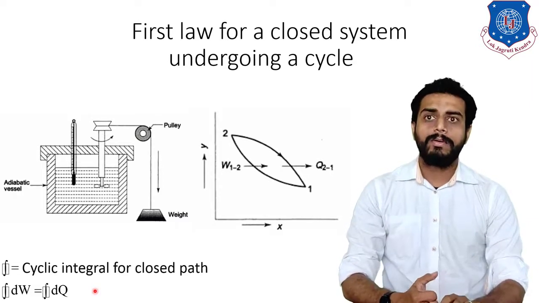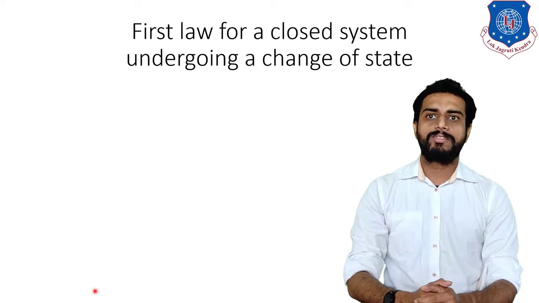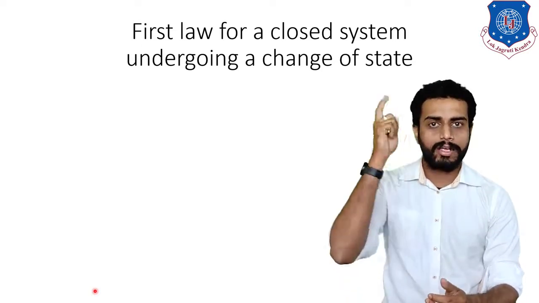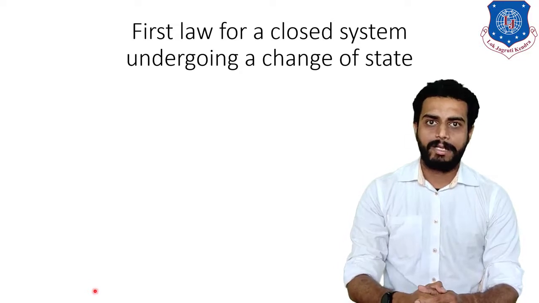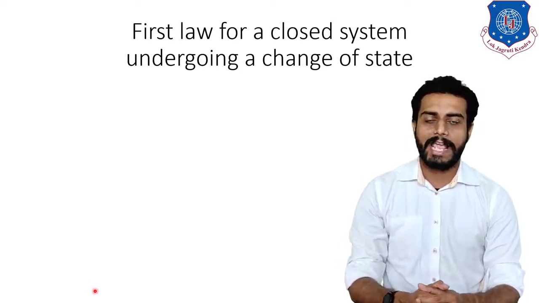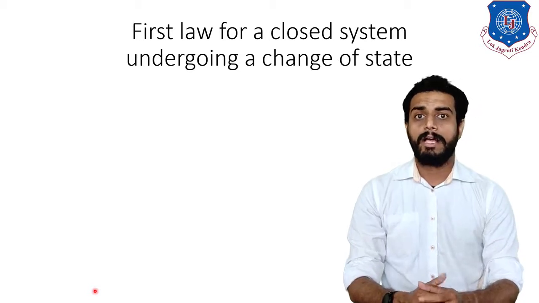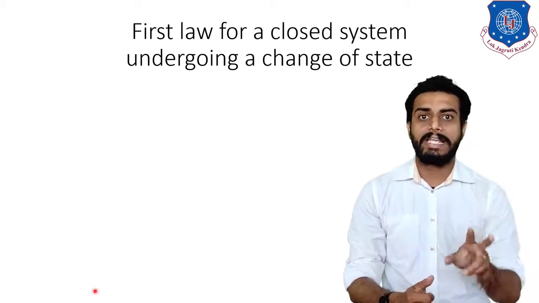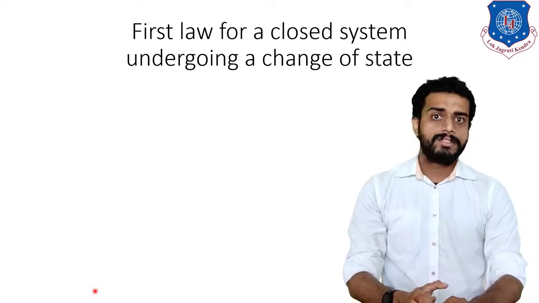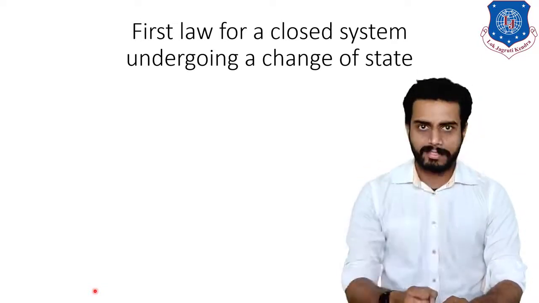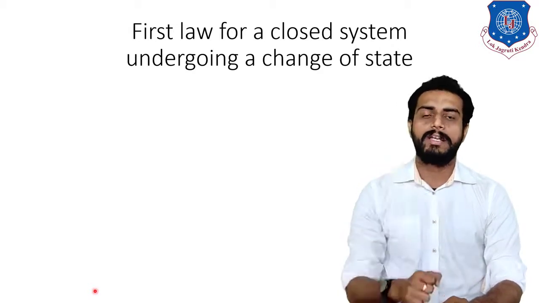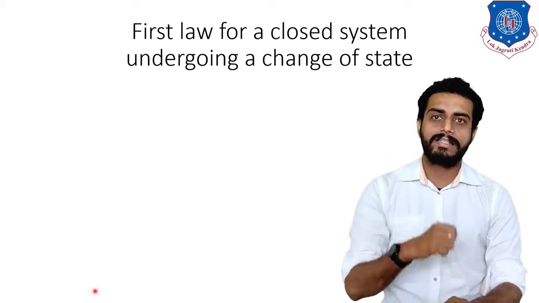Now next, the first law for a closed system undergoing a change of state. Recall the introductory chapter, in which we have already discussed change of state. Change of state is nothing but any operation during which one or more properties get changed. That is called change of state, right? So here, change of state means nothing but a process. If you take an exaggerated view, that will be considered a process. So let us consider that.